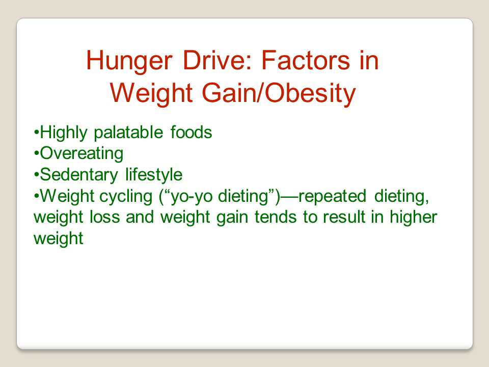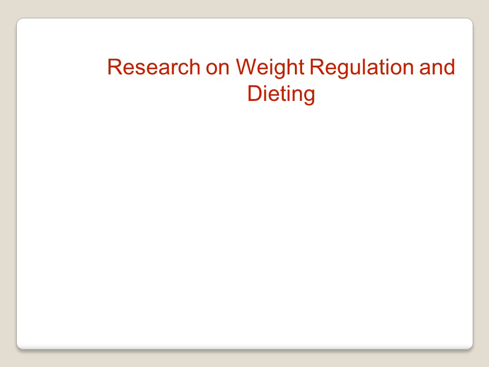So maybe you know someone who engages in repeated dieting. They'll be on a diet for a little bit, they'll lose some weight, then they'll go off the diet, and then usually what happens is you gain back all of the weight that you lost and then some. So it's this yo-yo, right? This continual cycle that oftentimes results in a higher weight at the end. There are so many different factors involved in weight gain and the obesity epidemic.